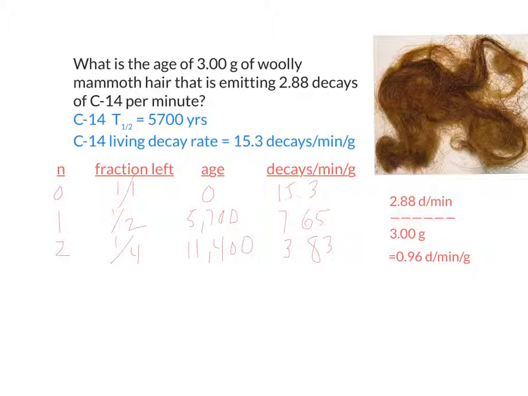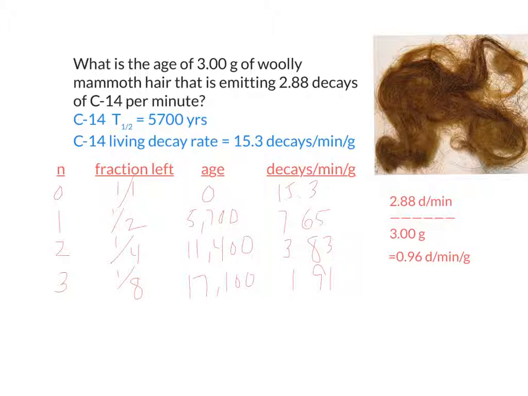We're still not to 0.96, so we're going to go through a third half-life. That's going to be 1/8, half of what we had before. We're going to add another 5,700 years to our time here, so that will end up being 17,100 years. And our decays per minute per gram are going to be cut in half yet again, and that comes down to about 1.91.